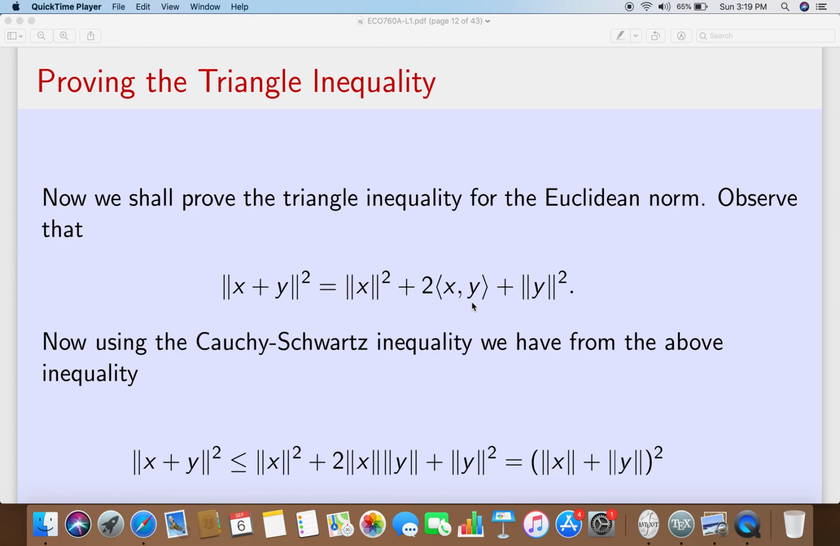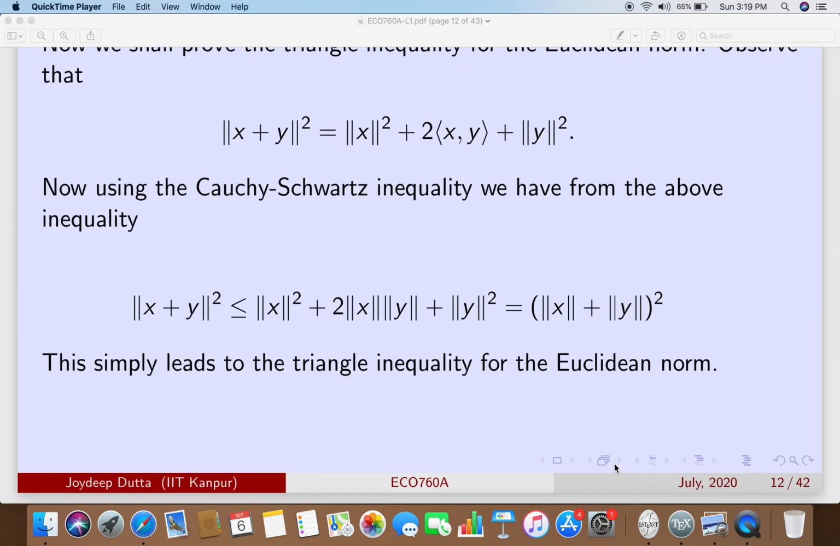Now, once you have this, I can apply the Cauchy-Schwartz inequality, because the inner product of x and y is less than or equal to norm of x into norm of y. Once I do this, these are now all numbers, norm x, norm y. So this is nothing but norm x plus norm y whole square. And because norm of x plus y and norm x plus norm y both are non-negative numbers, if the square of a non-negative number is less than the square of another non-negative number, then the original non-negative number is less than the other non-negative number. So norm of x plus y is less than or equal to norm x plus norm y. So that proves the triangle inequality.